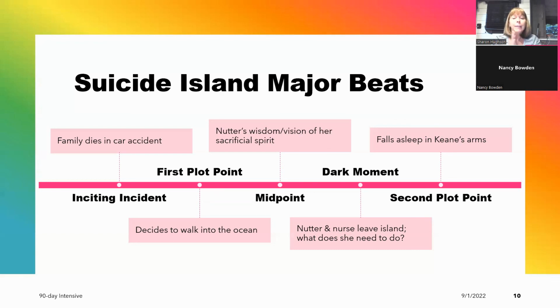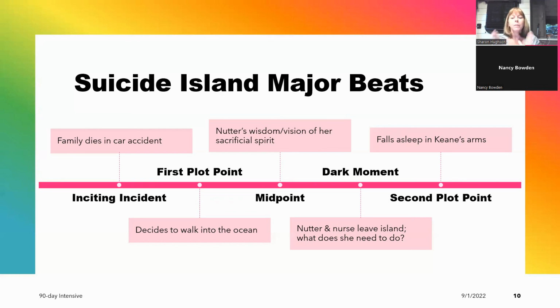The midpoint is when, I don't know the guy's name yet, so everyone on the island calls him the Nutter. Don't worry about the Nutter. The Nutter has these salient moments when he offers up wisdom, and one of them happens at the midpoint. Because he sees her sacrificial spirit, it gives her a vision of how that might be something that can redeem her, so she doesn't deserve to die. Remember, that's the lie that she believes about herself.